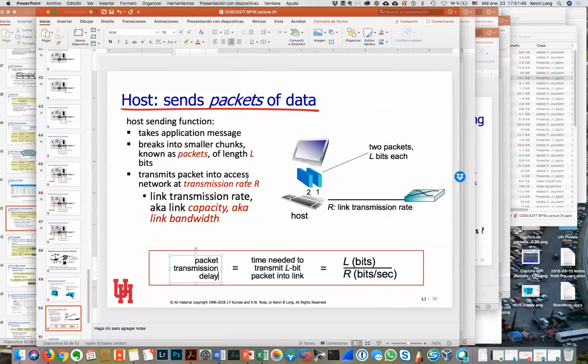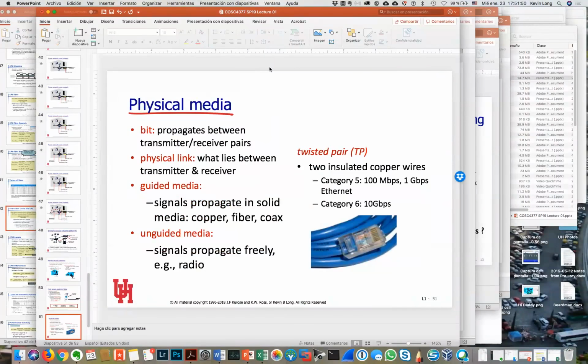We've got the ability to send the data along. So if you tell me what kind of media you're using, I can start writing in some of these numbers. So bits propagate over some type of physical link. If it's physical media as opposed to wireless, it might be copper, might be fiber, but in things that are cables, we call it guided media.